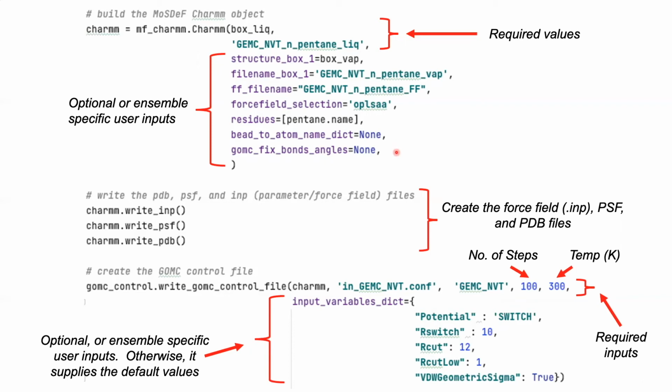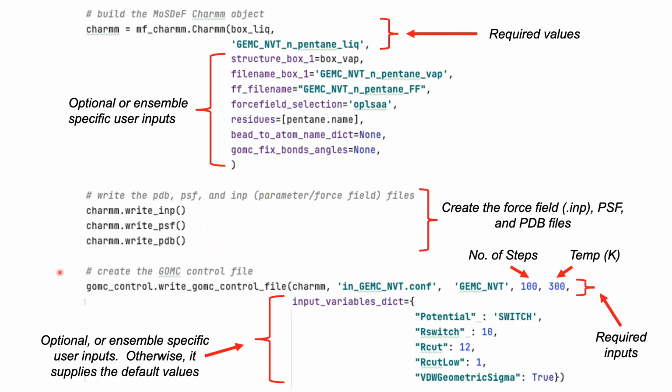And for the GOMC simulations, you can also fix bonds or angles. If you wanted to in water, you just select the residue name in a list here and write them down, and it'll automatically fix it, which is fixed in the force field file or .inp file. But in NAMD, you would not want to do this because that is controlled in the control file. So from that, to write the force field file or .inp file, PSF and PDB file, we simply run these commands, and then that writes all the files directly from the charm object.